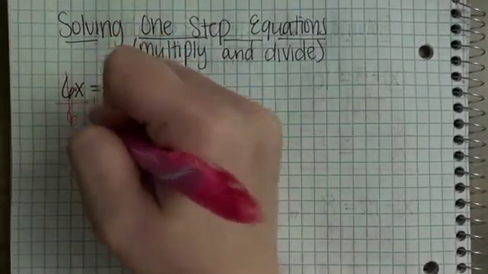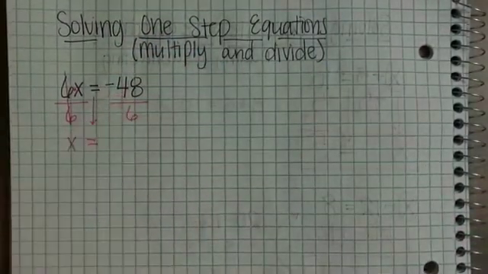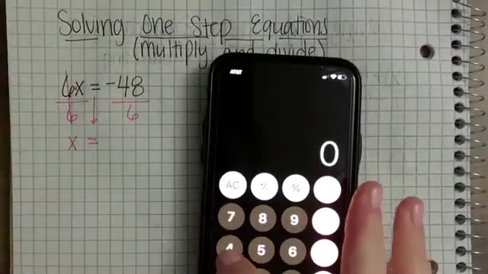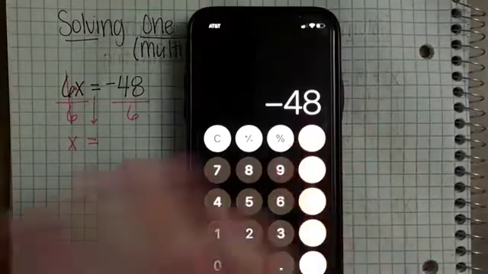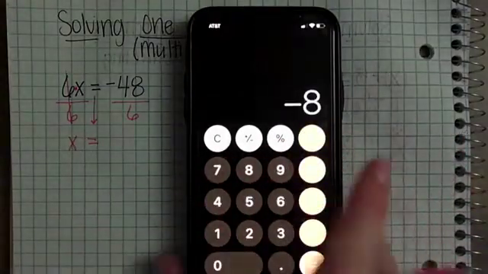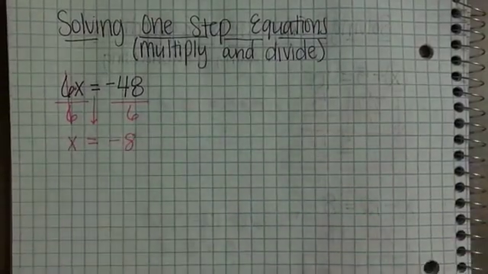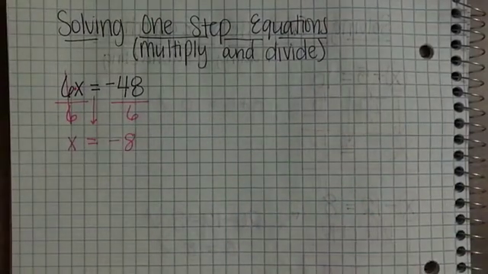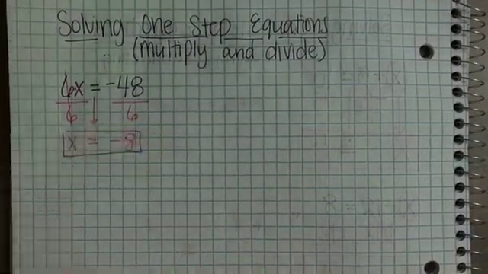Bring down your equal sign. And then don't forget that negative on that 48. So you're going to see me do 48, and then hit the negative button wherever it's at on your calculator, and then divide by 6. And you get negative 8.